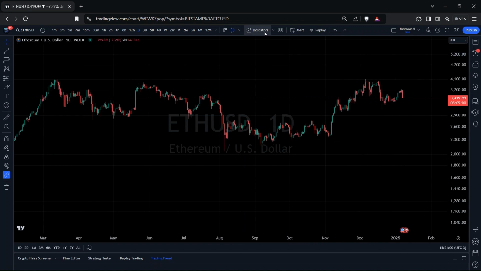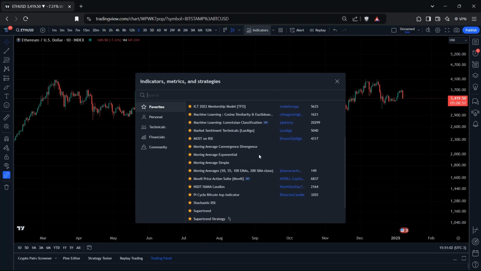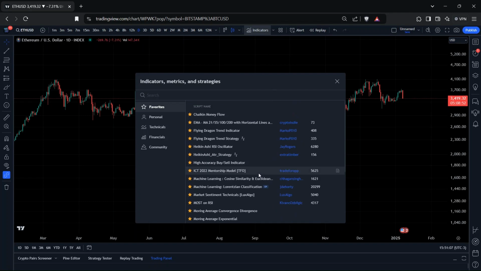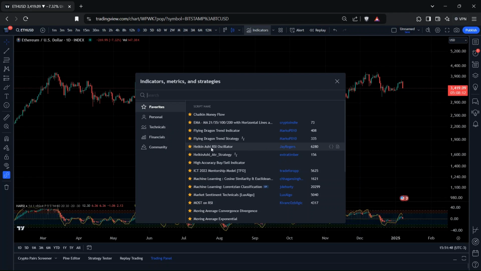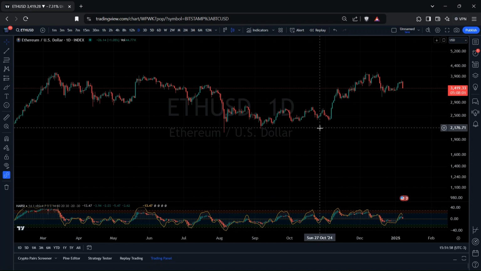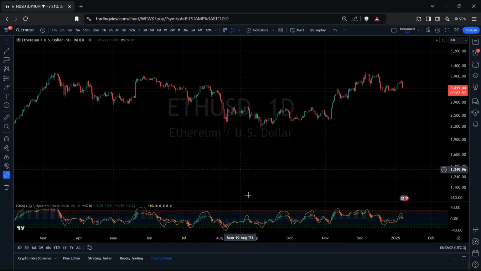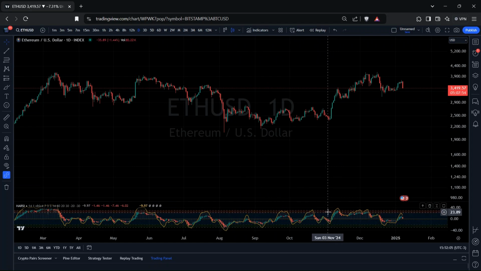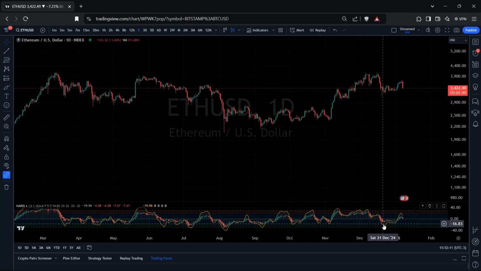First, you click on indicators, and I already have here my favorite ones, but I will start with the Heikin Ashi RSI oscillator. This is an independent indicator from J. Rogers. If you click here, read more, you can go deeper into this indicator, but basically what the Heikin Ashi RSI oscillator does, it combines the smoothness of Heikin Ashi candles with the power of RSI. It reduces noise, so you get a cleaner signal for overbought and oversold zones.